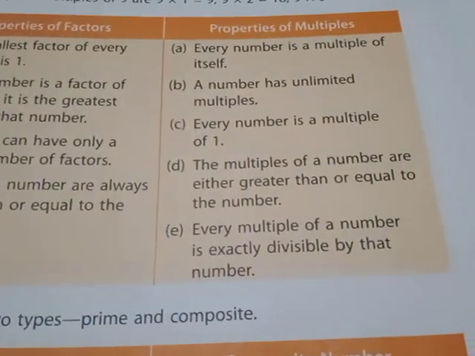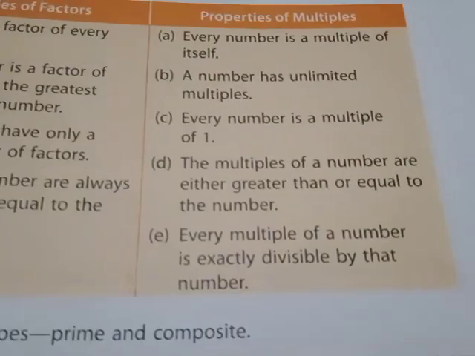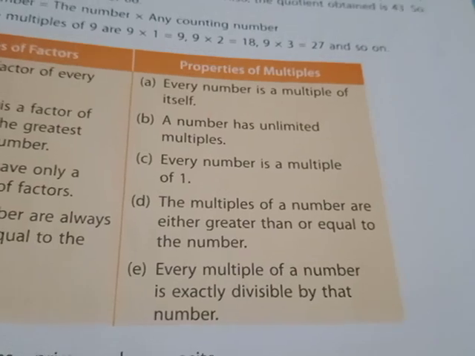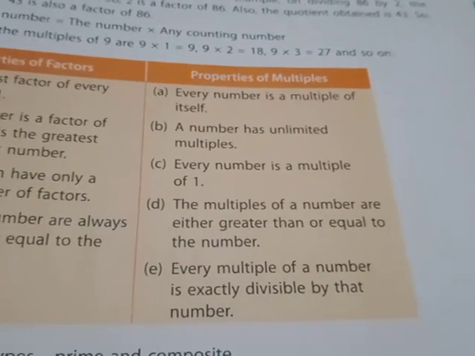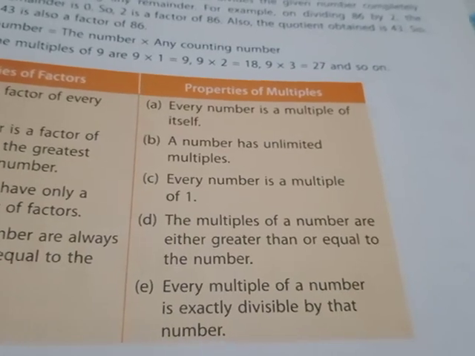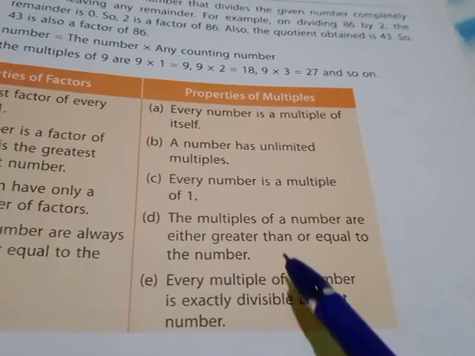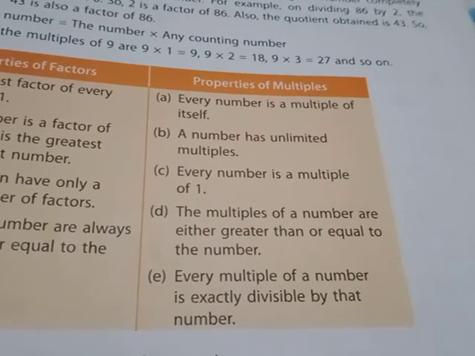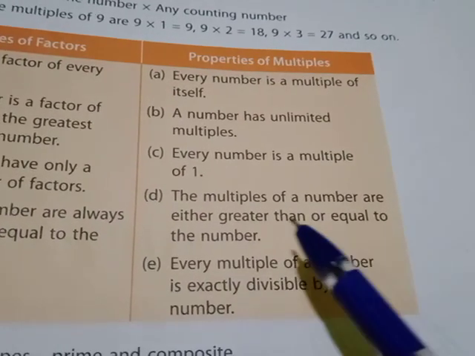Multiples of a number are either greater or equal to it. As you read, factors are smaller, but multiples will always be greater. How will you write the multiples of 2? 2, 4, 6, 8, 10, 12, 14, 16, 18, 20, 22, 24, 26, 28, and so on. All those numbers are greater, nothing is less than 2 there. So this is your greater point.